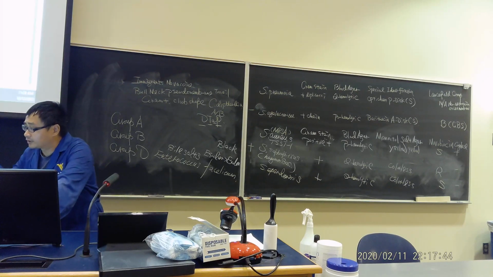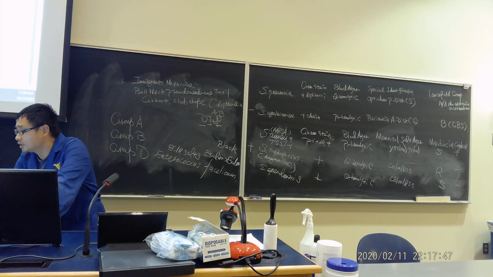Catalase test negative, number 4. Catalase test negative, gram-positive coccus belonging to group A, susceptible to bacitracin.